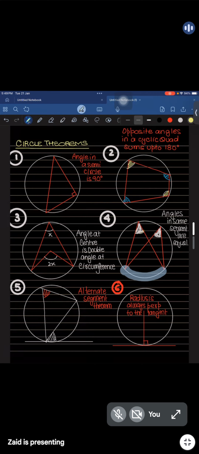Number two is the cyclic quadrilateral, opposite angles sum up to 180. Angle at the center is double the angle at the circumference. For instance, if x is 50, 2x is going to be 100. And remember that the whole thing is 360. Then angles in the same segment are equal. Alternate segment theorem, they're equal. Radius is always perpendicular to the tangent.